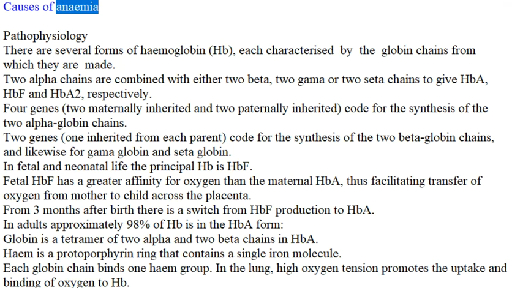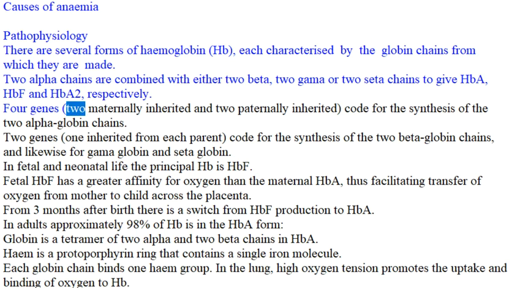Causes of anemia. Pathophysiology. There are several forms of hemoglobin, Hb, each characterized by the globin chains from which they are made. 2 alpha chains are combined with either 2 beta, 2 gamma, or 2 zeta chains to give HbA, HbF and HbA2, respectively.